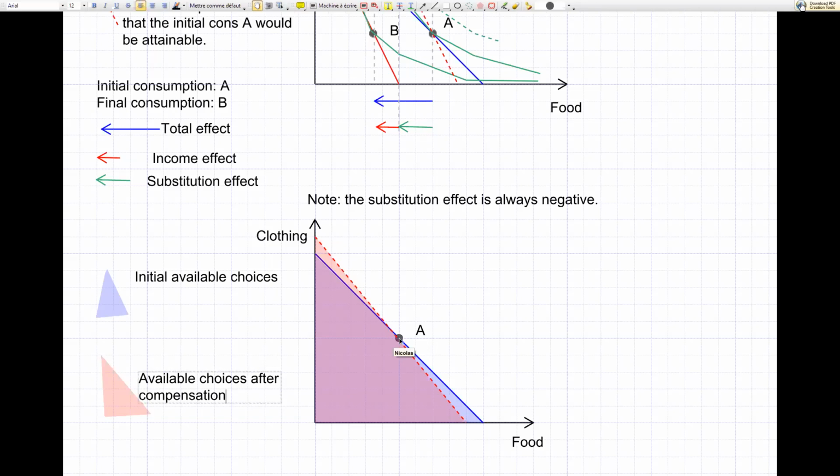So question for you, do you think it's possible that the person would like to consume more food than before after we have compensated, after we have changed the relative prices of food and clothing? I don't think so. Why not? Because food was less expensive before and they didn't want more. So why would they want more now that it's more expensive? Yes, so I agree with you, but could you be a bit more precise in terms of what we see in the graph there?